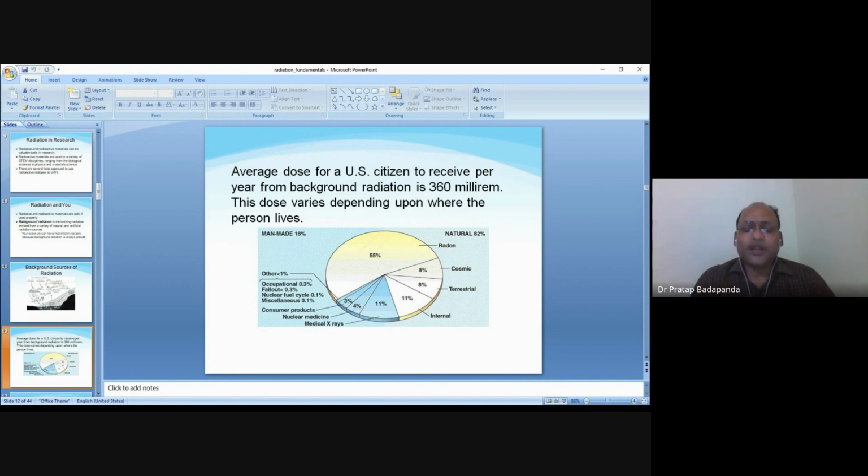And consumer products also have radiations. Consumer products means, if you are continuously in a battery area and similar places, you will have many issues. So these are the data, the 360 millirems of background radiation. This dose varies depending upon where the person lives.